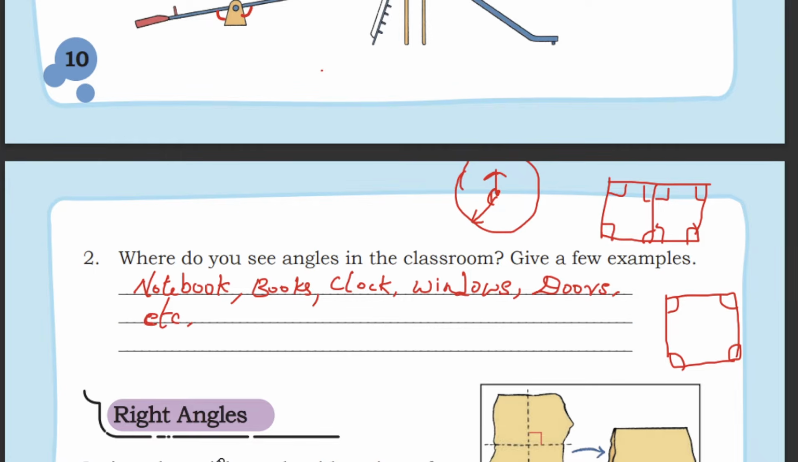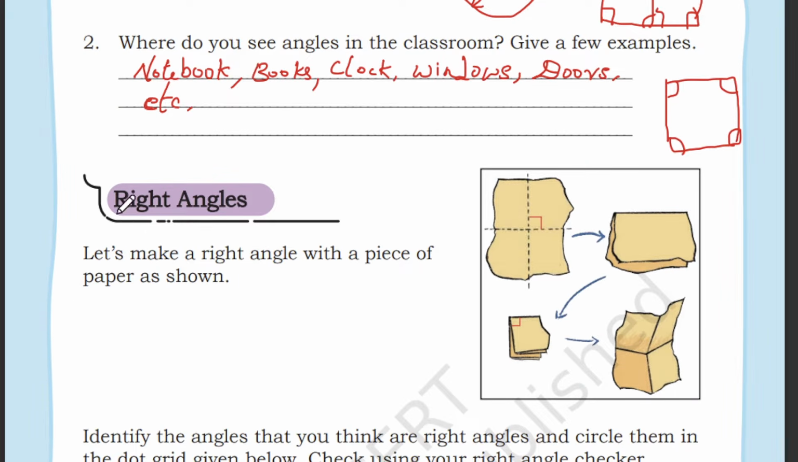Okay, so next one, right angles. Let us make a right angle with a piece of paper as shown. So first I'll tell you what a right angle is. A right angle is an angle made with straight lines. So this one is a straight line, a standing line and a sleeping line. Do you remember, right? We studied in our classes 1, 2 and 3. So standing lines and sleeping lines. When a standing line and a sleeping line intersect each other, you will get a right angle. So this is a right angle.